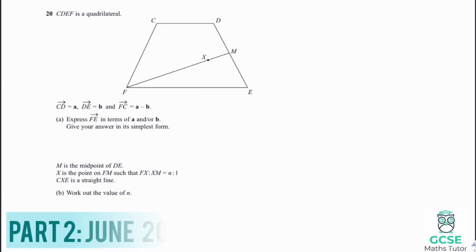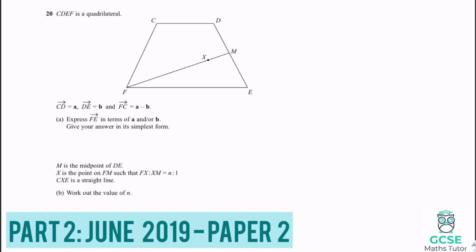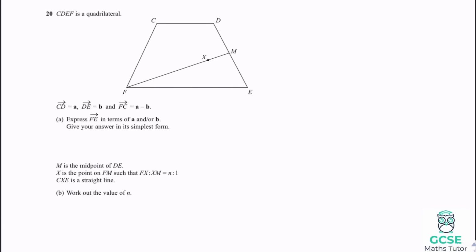Okay, and looking at the next vector question, so we're given some information here. It says that c to d is a, so we need to label that on the diagram. So c to d is a. We've got d to e is b, and that's also split up by this midpoint. So straight away I'm going to label that as half b here. So we've got half b, and we've also got another half b here as well. It says later on in the question that's a midpoint. We've also got f to c is a minus b, so from f to c is a minus b. There we go. Now it says express f to e in terms of a and b.